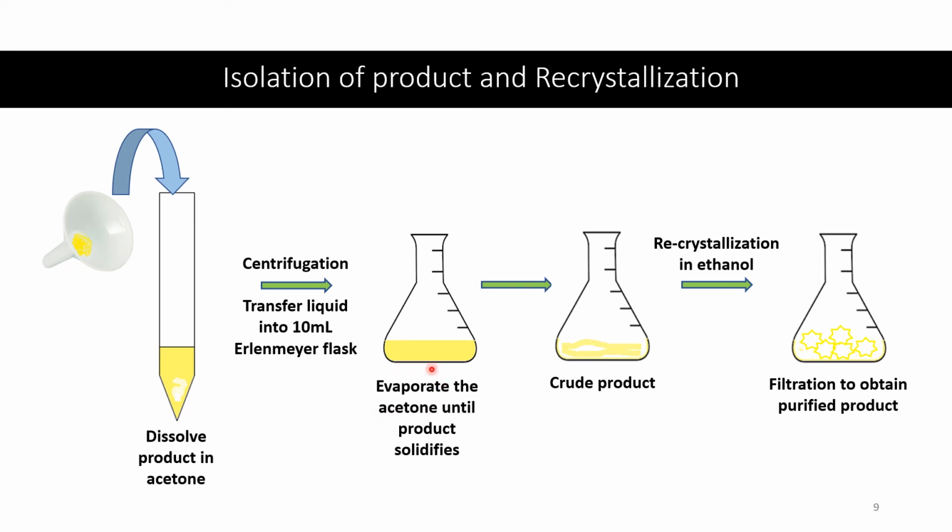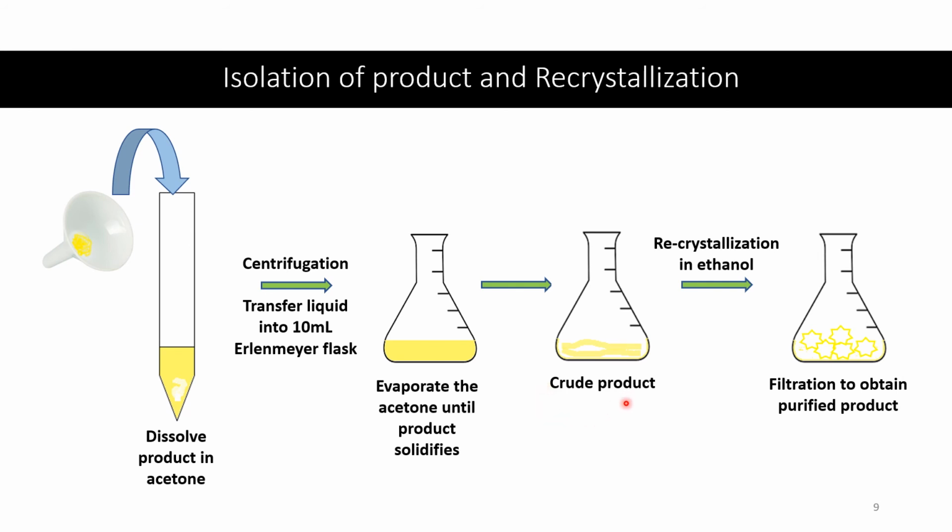Now we are going to evaporate the acetone. So we're evaporating the solvent, and we will be left with a residue that is our final product, which is still not completely pure, so we still consider it a crude product, and we are going to purify it by recrystallization in ethanol.